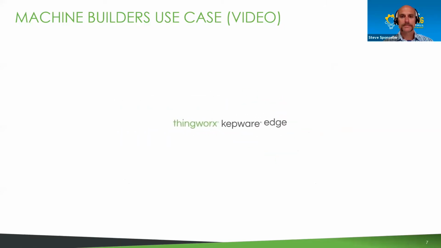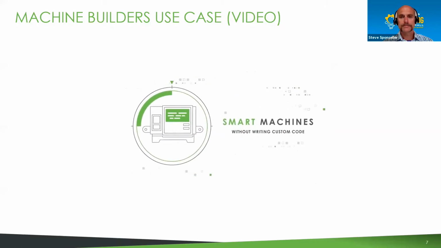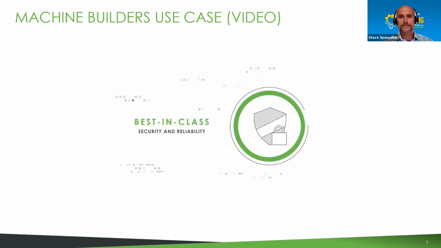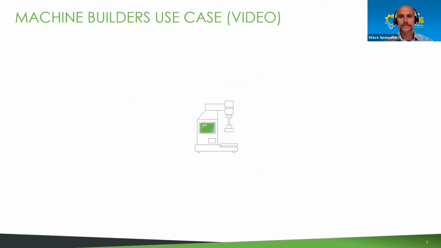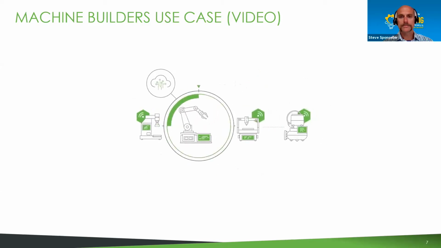With Thingworks Kepware Edge, you have a quicker and more cost-effective choice. It offers out-of-the-box connectivity, so you can build smart, connected machines without writing custom code. It has the best-in-class security and reliability of Kepware, so your customers will feel comfortable relying on it for critical production data. It's Linux-based too, so you can add it to every machine without re-platforming or breaking your budget.